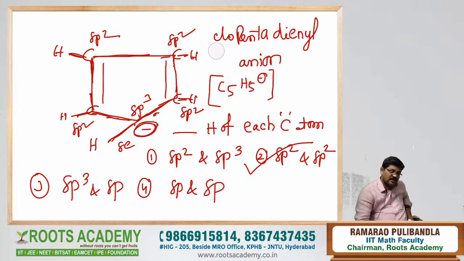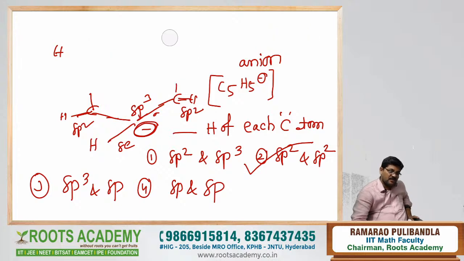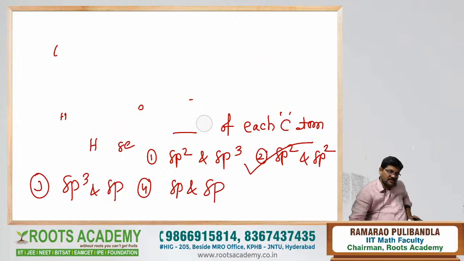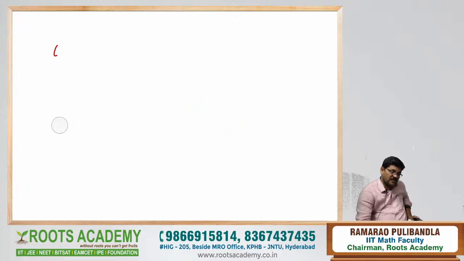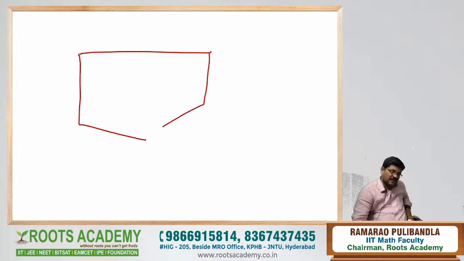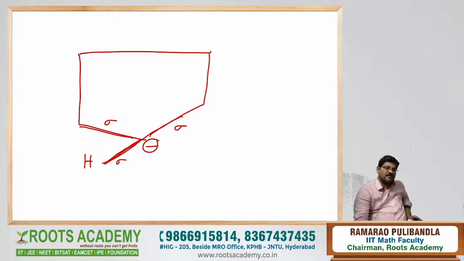Simple explanation. I am explaining once again. All carbons are sp2 here. Why are all the carbons sp2 here? I will give a simple explanation, no confusion at all. See, this is the cyclopentadienyl carbanion. You write it like this. This is a negative charge. Is this a sigma bond? Yes. Is this a sigma bond? Yes. Go to the example. So write that example.